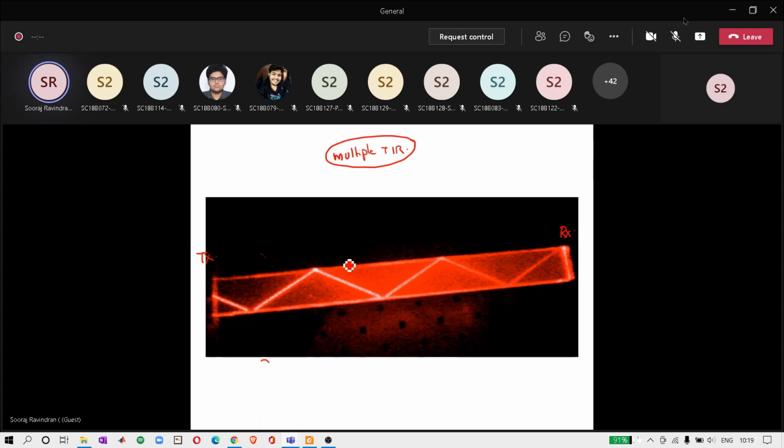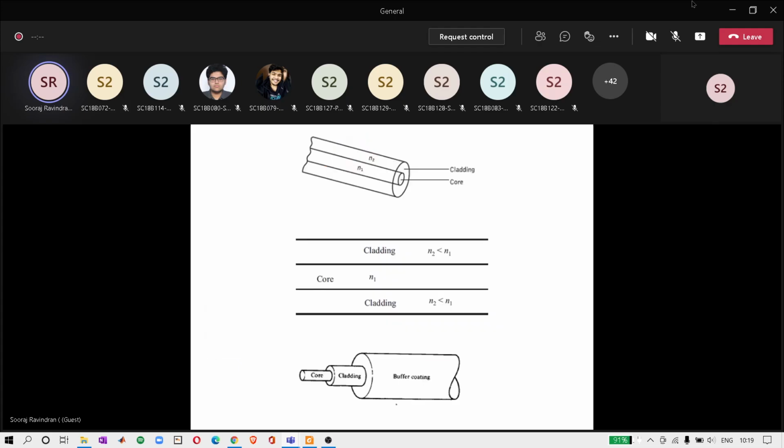Now in this process, you would see that the intensity at the receiver side, or the intensity of the photons, the number of photons that is reaching the receiver, would always be slightly smaller than what is being sent from the transmitter, because of various losses. So we'll study all those things in detail. But nevertheless, multiple total internal reflections is the fundamental operating principle of an optical fiber.